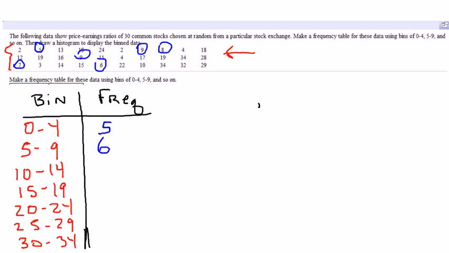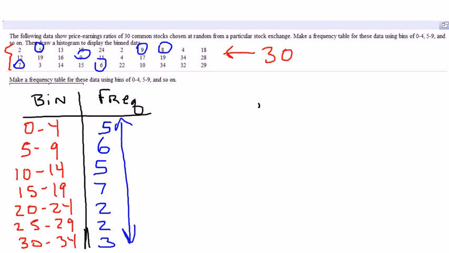Alright, so I would continue to do that. Next I'm looking for values that are between 10 and 14. There are 5 of them. And so you would fill out this whole table, and the number of values here, when you added all these up together, would be the number of values we have in the table, which is 30.